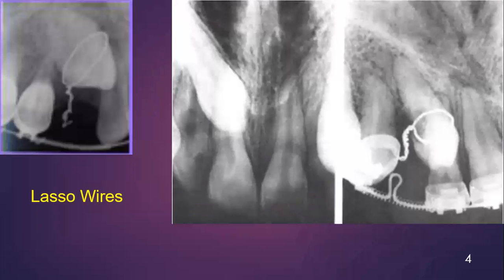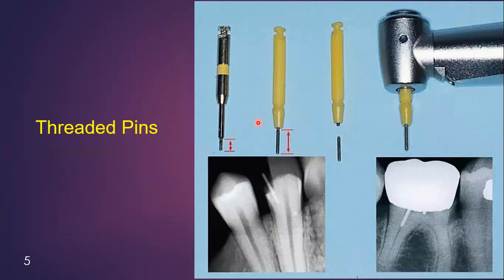Here you can see lasso wires. Lasso wires are basically stainless steel wires which are twisted tightly around the neck of the impacted canine and ligated to the arch wire. Here you can see threaded pins. Here you cannot see an impacted canine, but it is just to show you what the threaded pins are. The disadvantage of it is that it may cause an incidental exposure of the pulp.